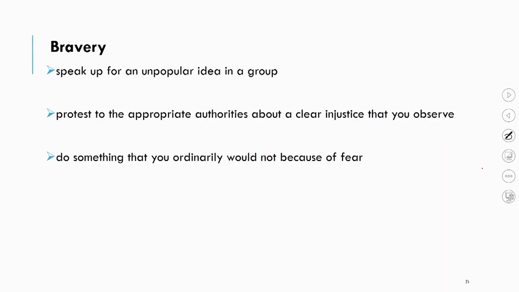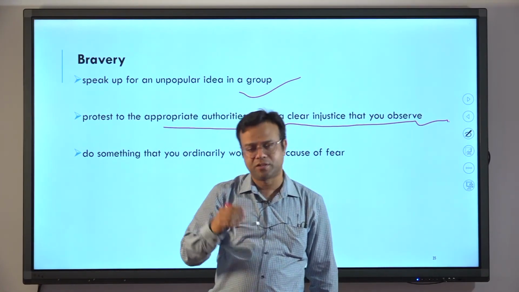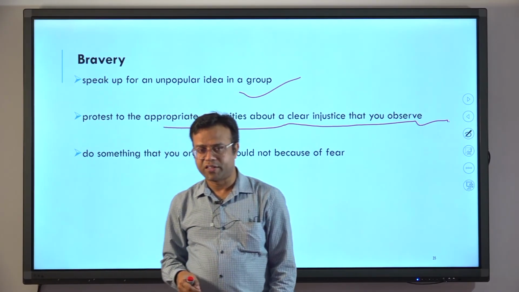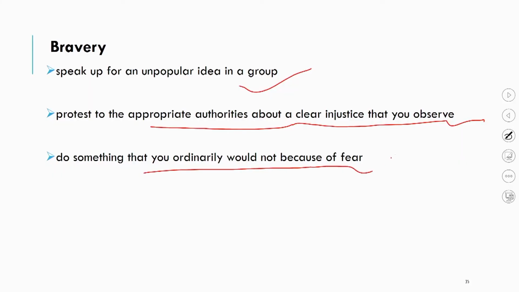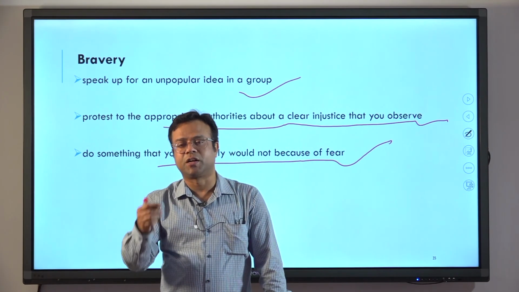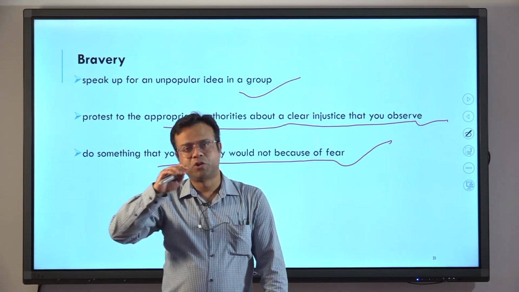Let's say bravery. If it is your signature strength, how do you use it in a variety of ways? One is to speak up for an unpopular idea in a group. That needs bravery. If everybody is saying something and something is unpopular but still has to be spoken, stand up and speak. That will also increase your sense of bravery. Protest to the appropriate authorities about a clear injustice that you observe. Whenever such a situation arises, when injustice happens, try to stand up and protest about it, if bravery is your signature strength. Do something that you ordinarily would not do because of fear. Many times we don't do a lot of things because of fear, but try to do some of these things that were being stopped by fear to increase your bravery.